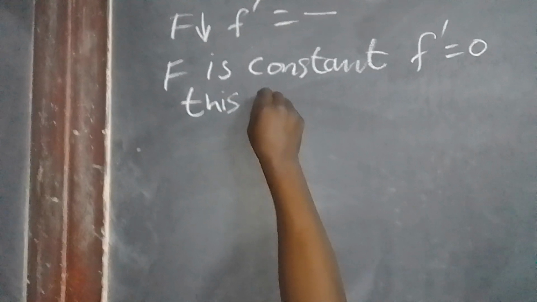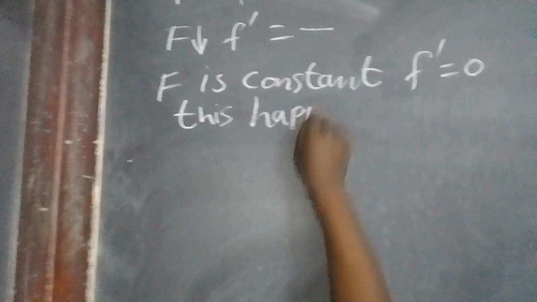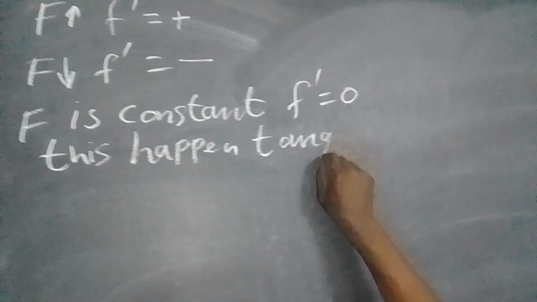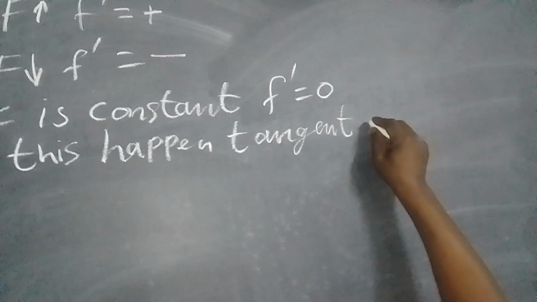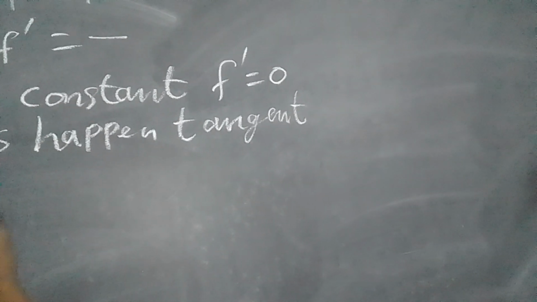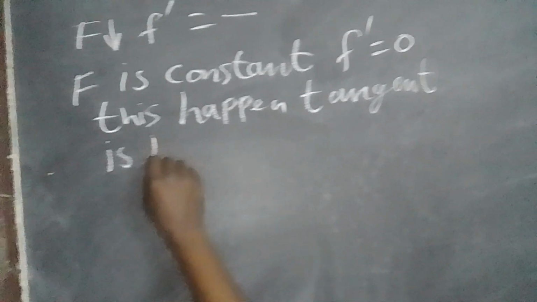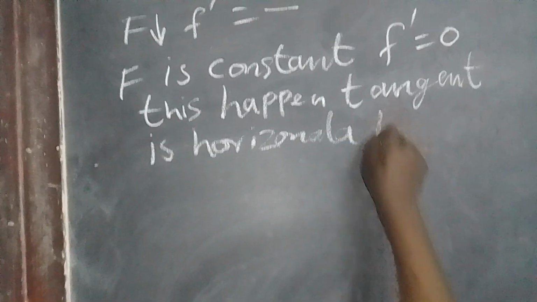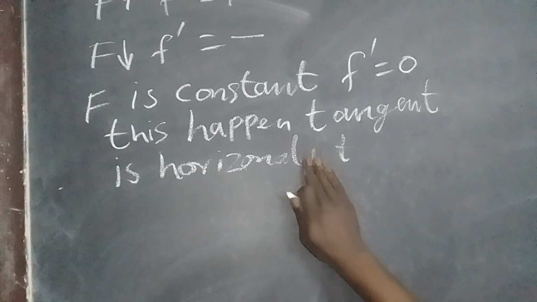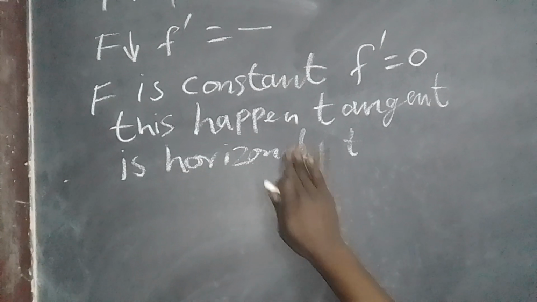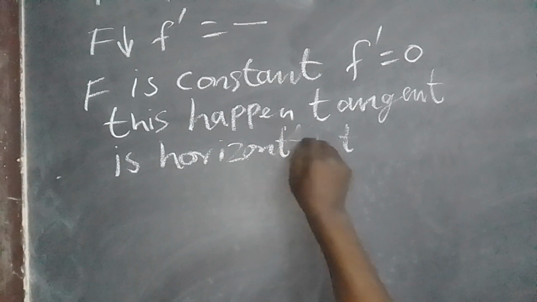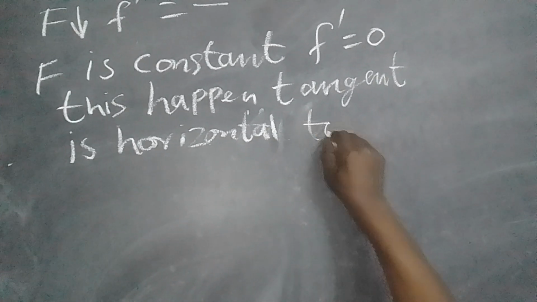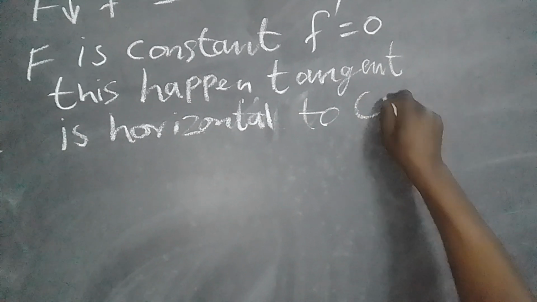This happens when our tangent is horizontal to the function, to our graph, is horizontal to the curve.